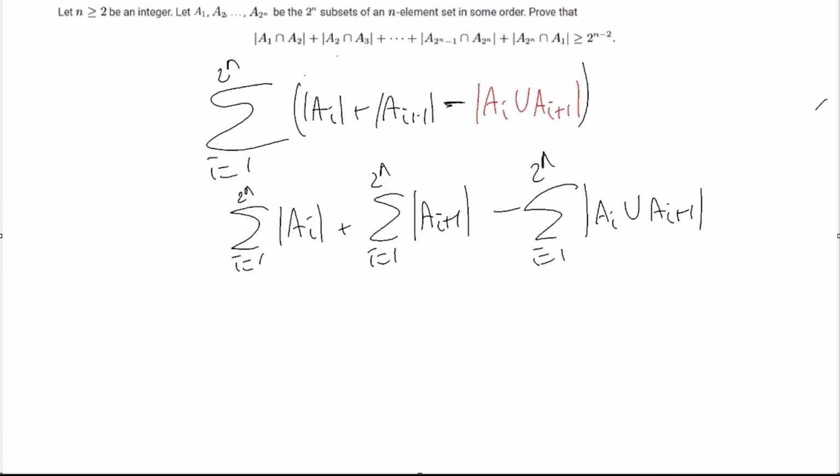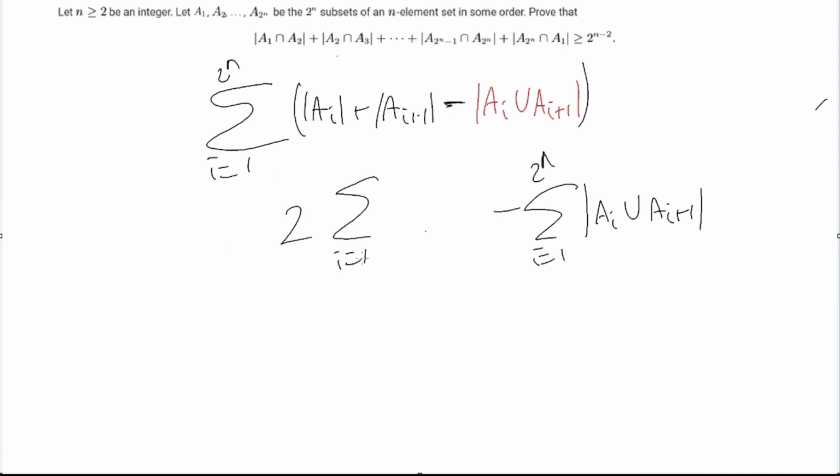Now this sum here is very, very similar to what we had originally, and we might be able to control these two sums. Well, we can actually compute these sums exactly, because, recall, we're just shifting the index, which means it's just the same sum as that one. So we're really looking at 2 times the sum from i equals 1 to 2 to the n of |A_i|. In other words, the sum of the number of elements of every single subset.